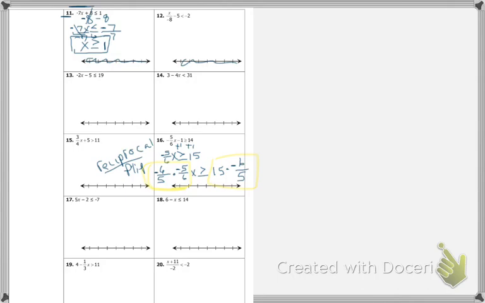These disappear, so I'm left with x. Because I multiplied by a negative, I'm going to change this sign. It's going to flip. So instead of greater than or equal to, it's going to be less than or equal to. And then I resolve the right side. If you have a calculator handy or if you can do it in your head, if you divide 15 by 5, you get 3. 3 times negative 6 is negative 18. I think I did my math there correct.